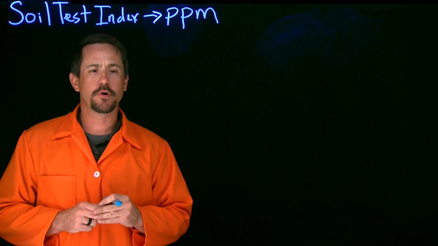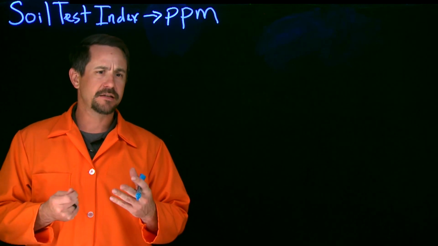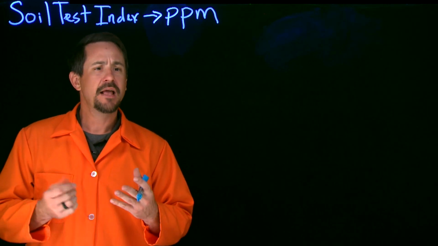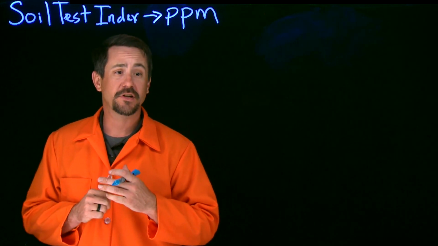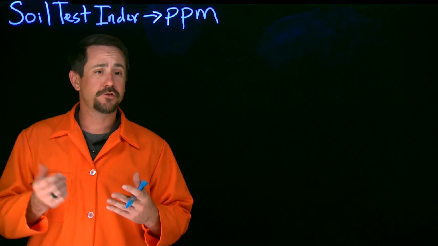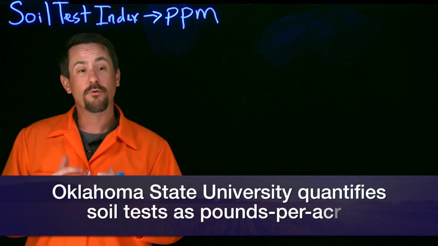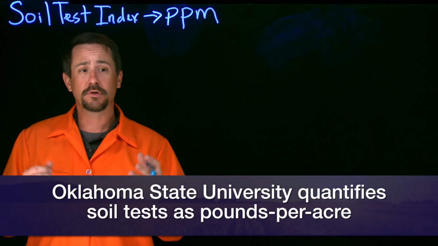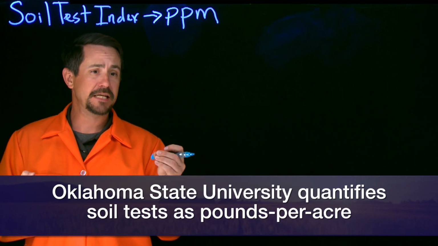One of the most common questions we get when looking at soil test reports is how do we tell the difference from one lab to another? If you send a soil sample to Oklahoma State University Soil Water Forage Analytical Laboratory, your output is going to present in terms of nitrogen, calcium, magnesium as pounds per acre. For phosphorus and potassium, you're going to get two values. One will be soil test index and the other will be ppm.